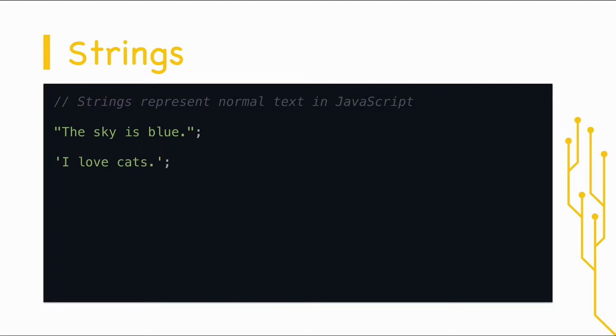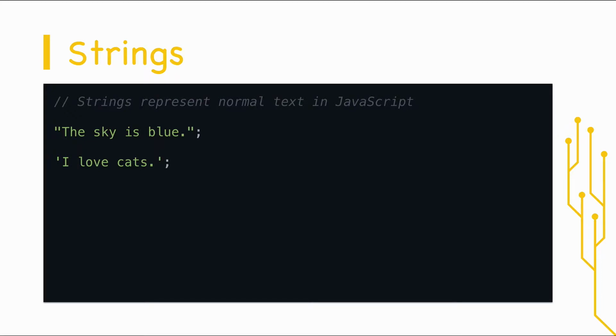Okay, so in the first example, we had a string where we wrote some text and we wrapped it around in a pair of double quotes, meaning at the beginning and end of the text, we put in double quotes to create a string in JavaScript. However, you don't have to use double quotes. You can actually also use single quotes as well.